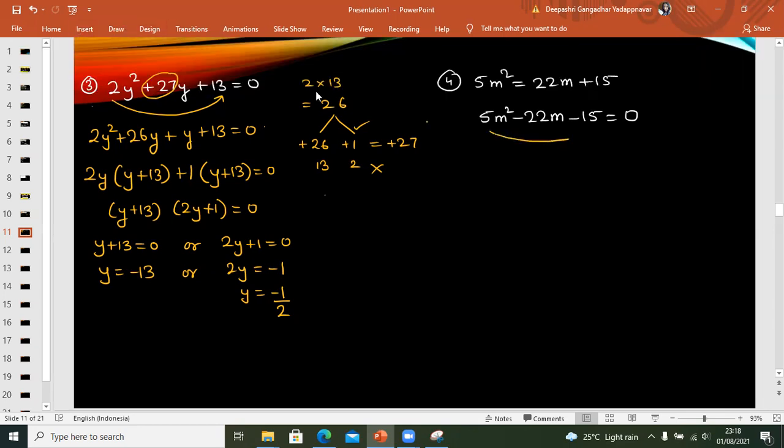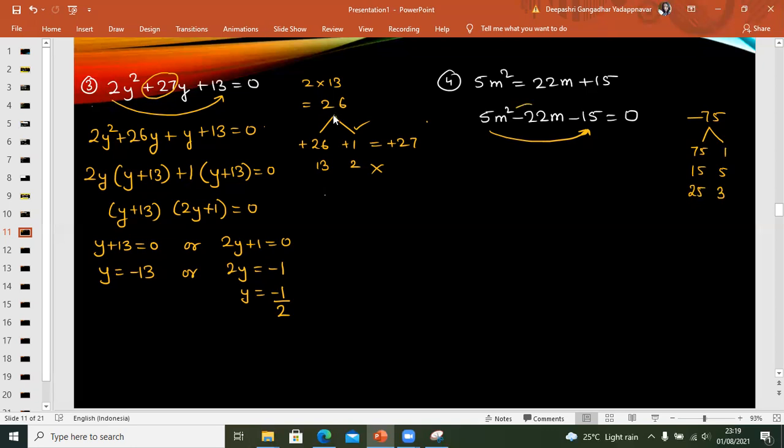So the first number and the last number are multiplied. 5 multiplied by negative 15 will give you negative 75. And now let's check which options we have. We have 75 times 1 is 75. Then 15 times 5 is 75. And also we have 25 times 3 is also 75.